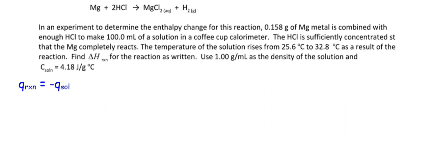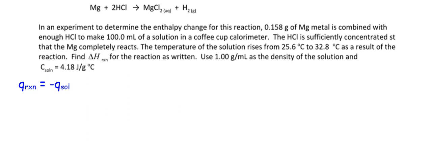Determine the enthalpy change for this reaction. 0.158 grams of magnesium metal combined with enough hydrochloric acid to make 100 mL of solution in the coffee cup. The HCl is sufficiently concentrated so that the magnesium will completely react. Therefore, the HCl is in excess. The magnesium is limiting, right? The temperature of the solution rises. So the temperature is gaining energy from where?